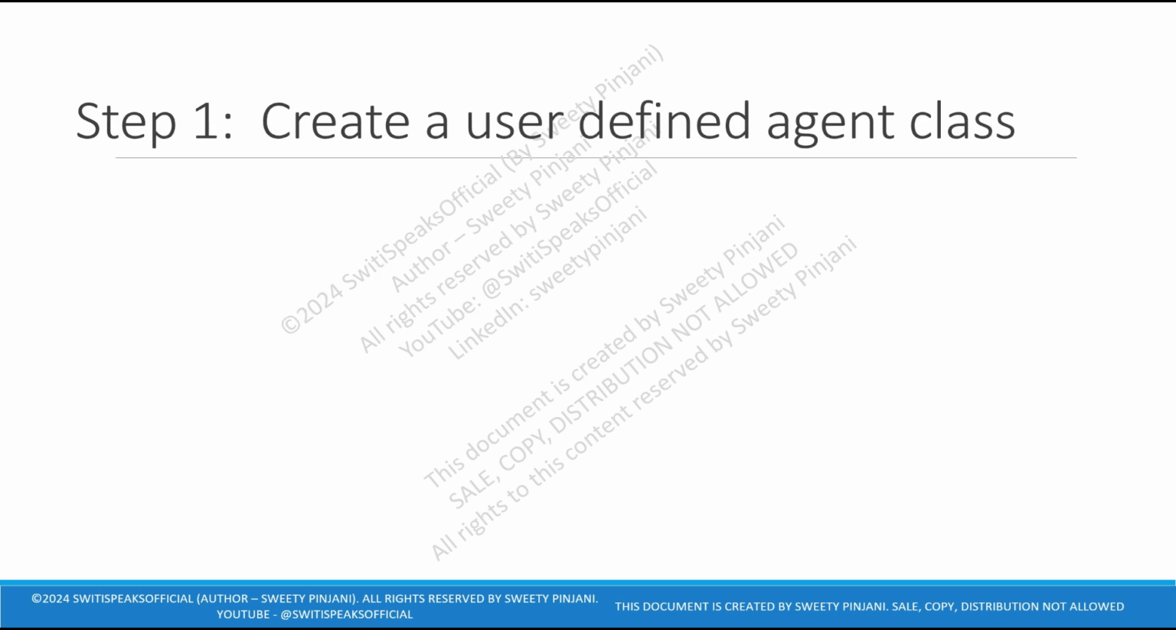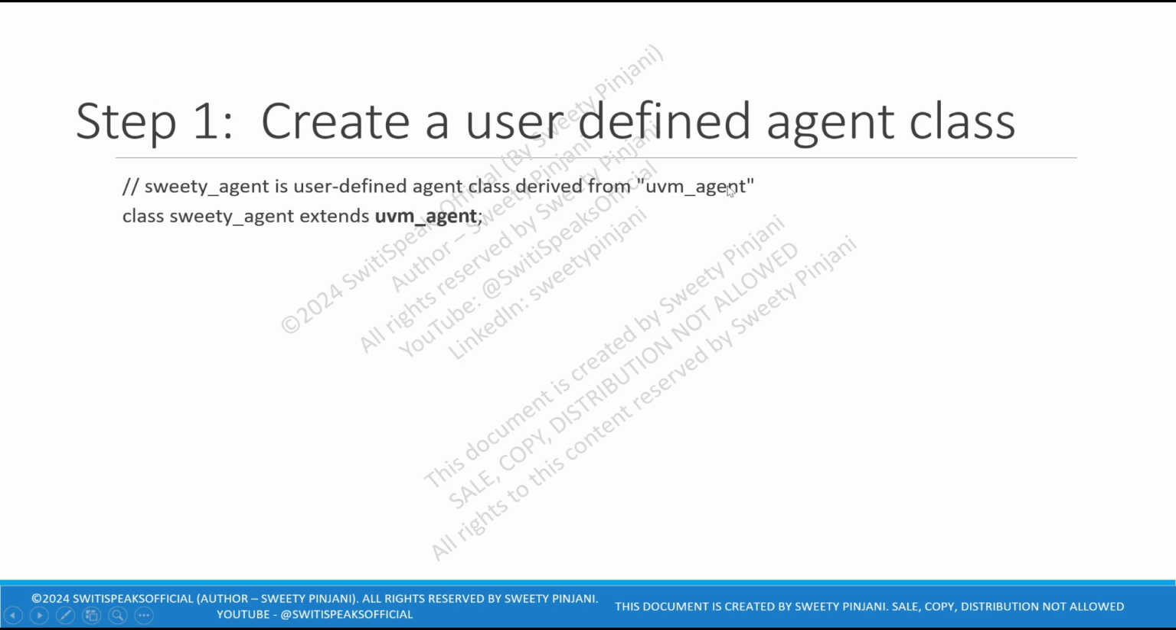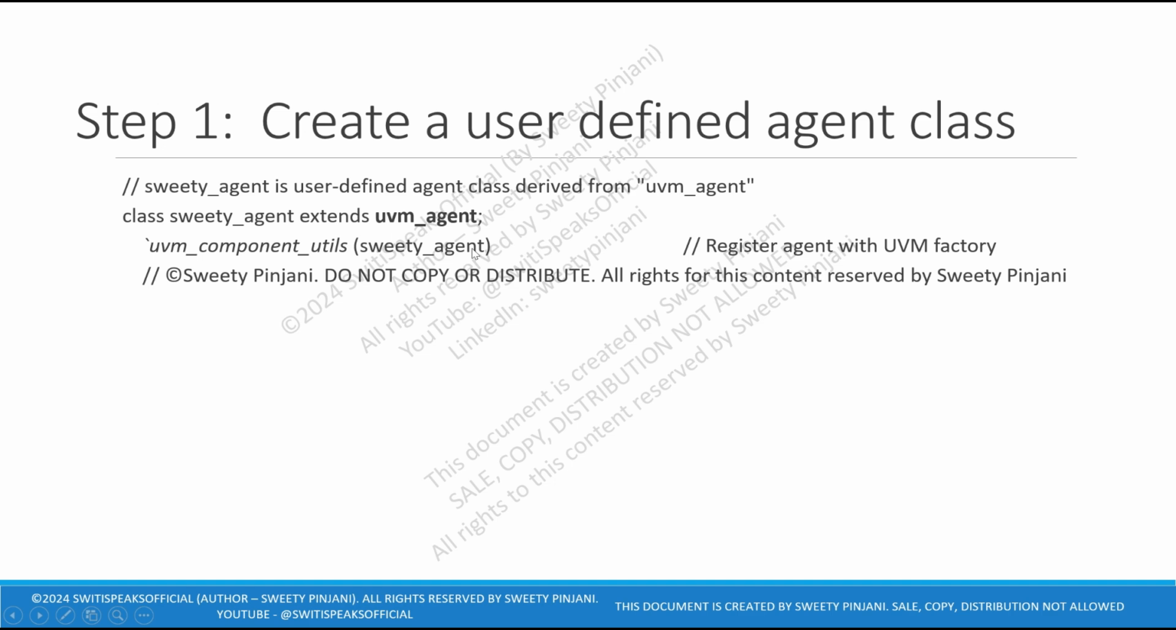The first step was to create a user defined agent class. In this example, my user defined agent is Sweetie agent, and I need to derive it from uvm_agent. Say this is class Sweetie_agent, which is extending from uvm_agent. And I will register it with the factory. I'll call uvm_component_utils because agent is a component, and I'm passing Sweetie_agent. Then I will call the constructor new.